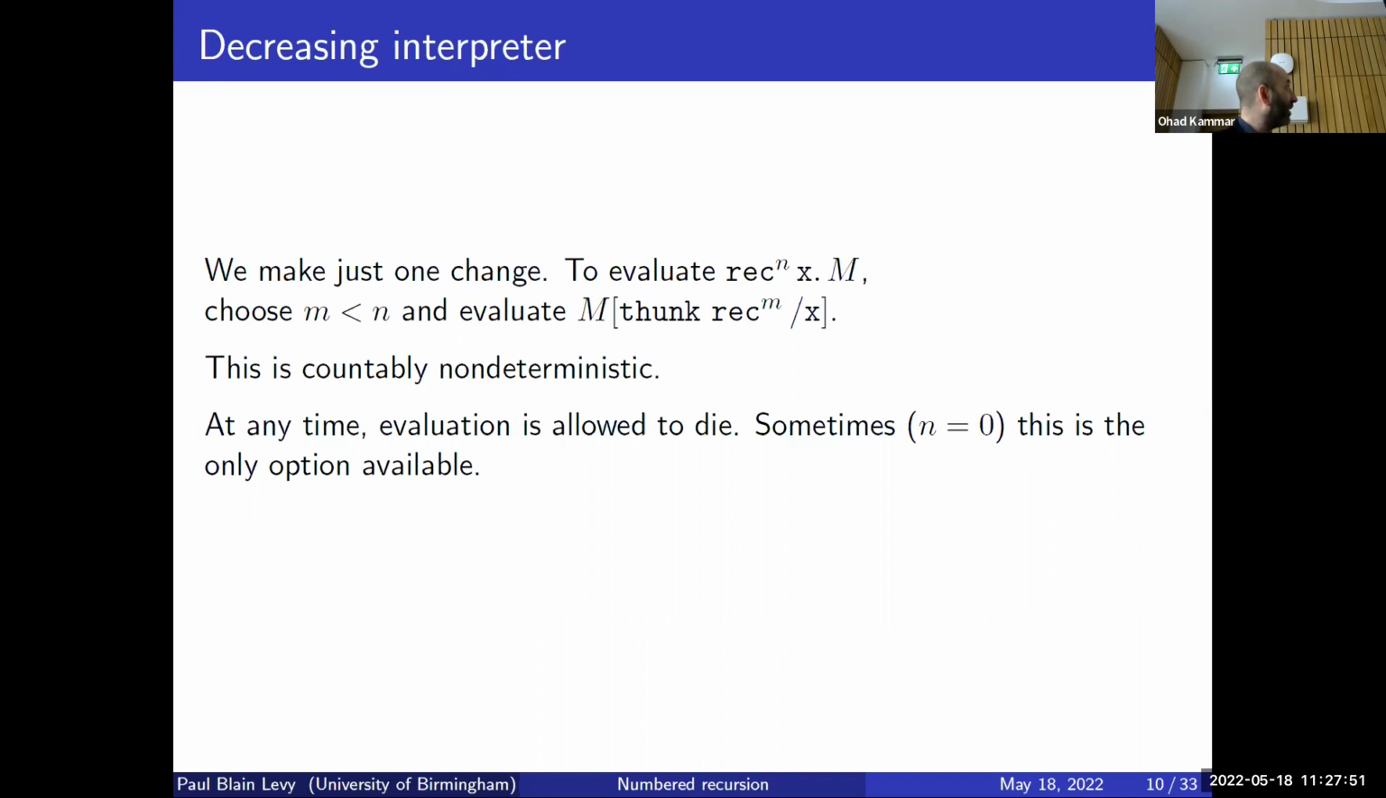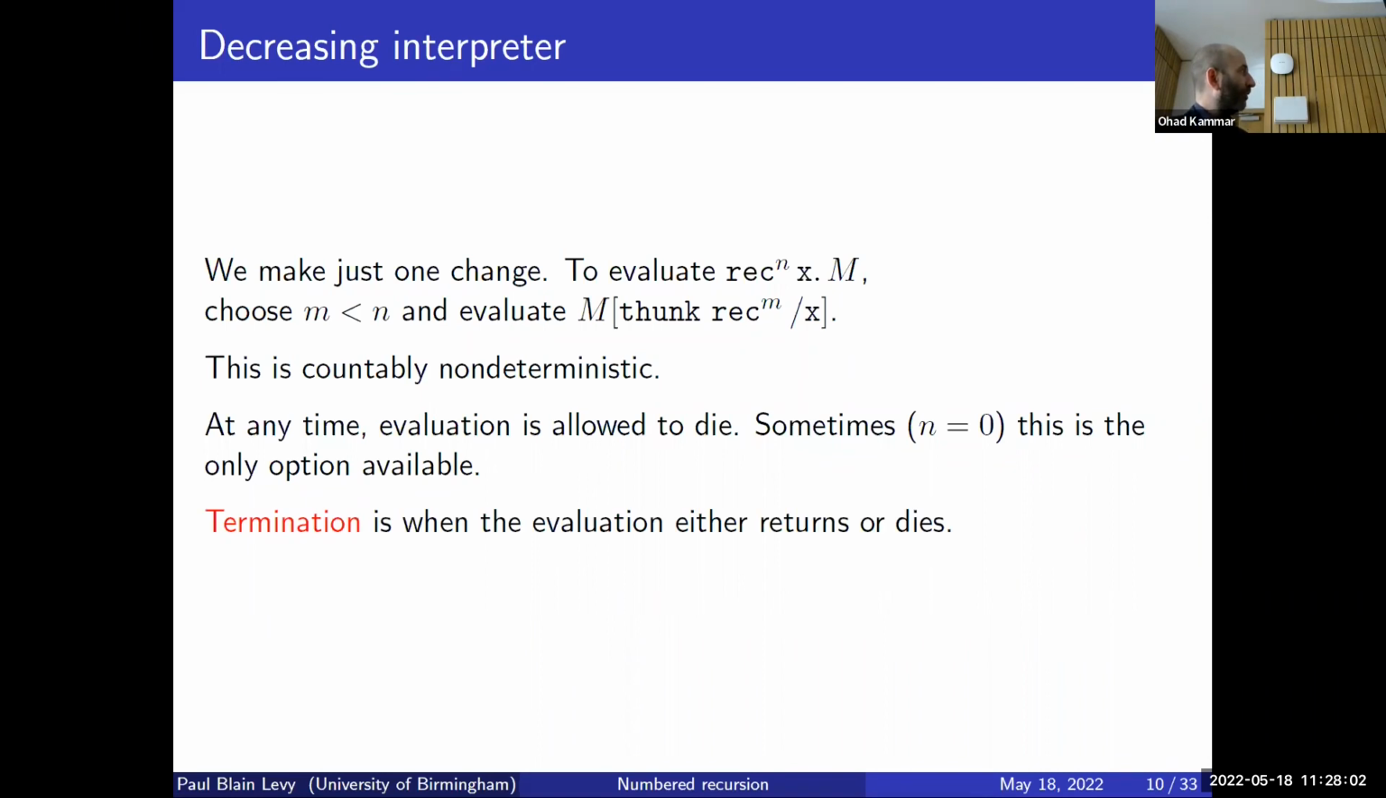That's it. So we've got two different ways of evaluating a language with numbered recursion. We've got the unwinding interpreter and we've got the decreasing interpreter. And when we talk about termination, that means that our process of evaluation either returns or dies, right? Either of those outcomes is called termination.